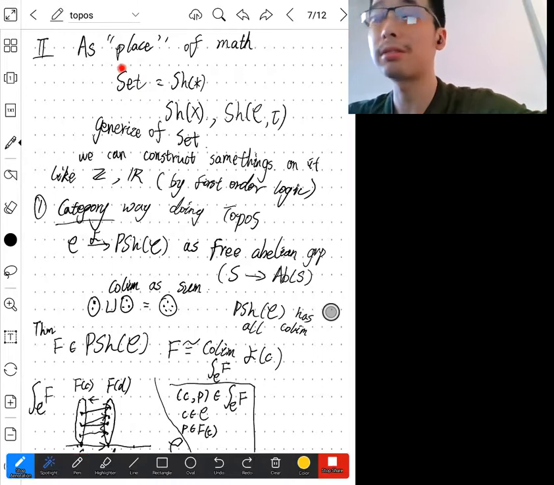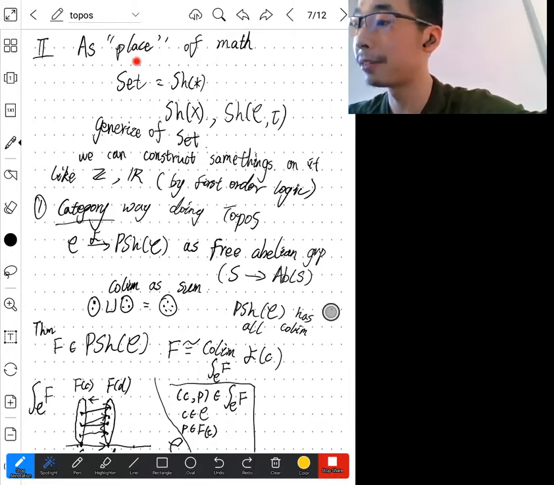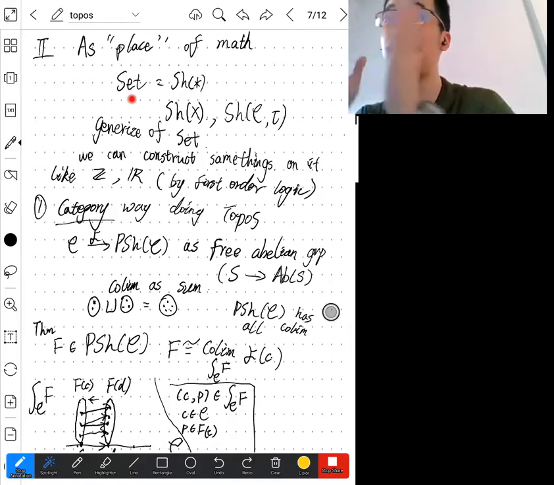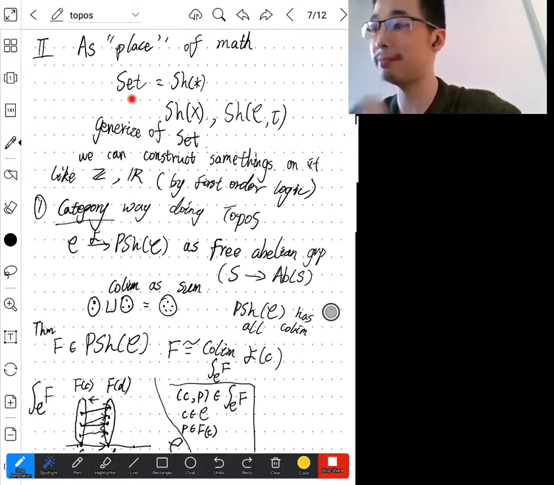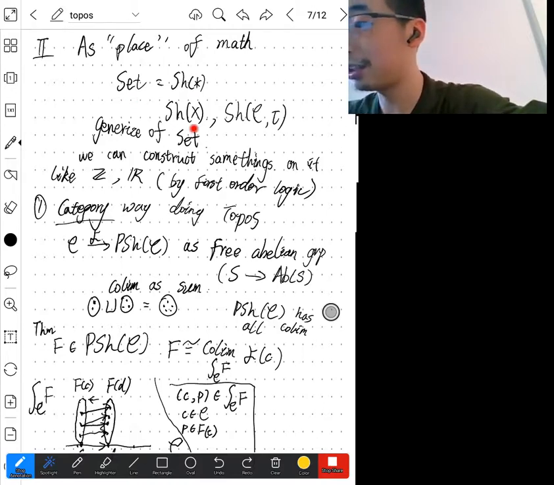In Ancient Greek, topos means place, right? The place of math. Because the set is a topos, the set is a sheaf over one point. So in general, a topos is a kind of set parametrized over some space, so it's kind of a generalization of set.